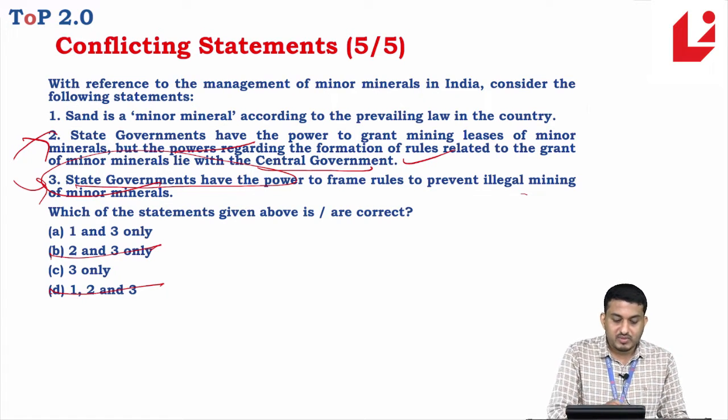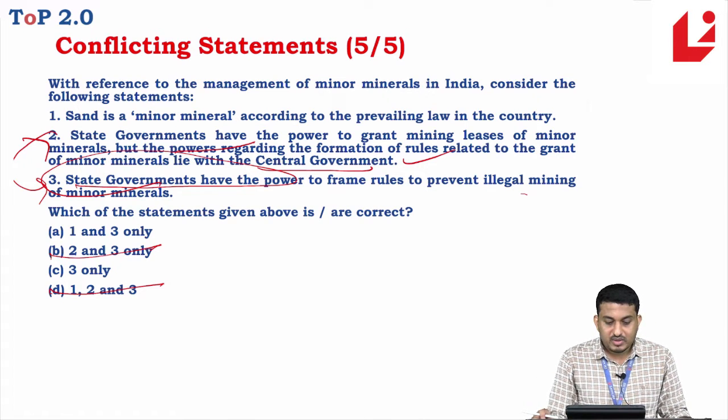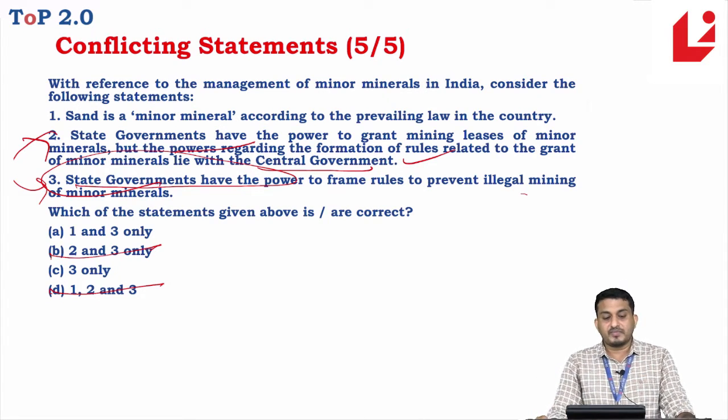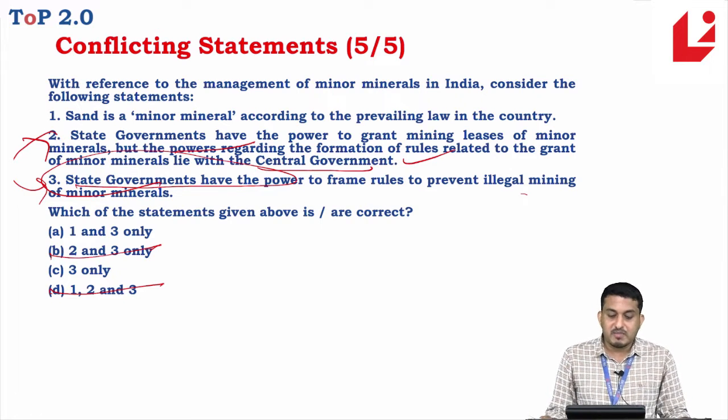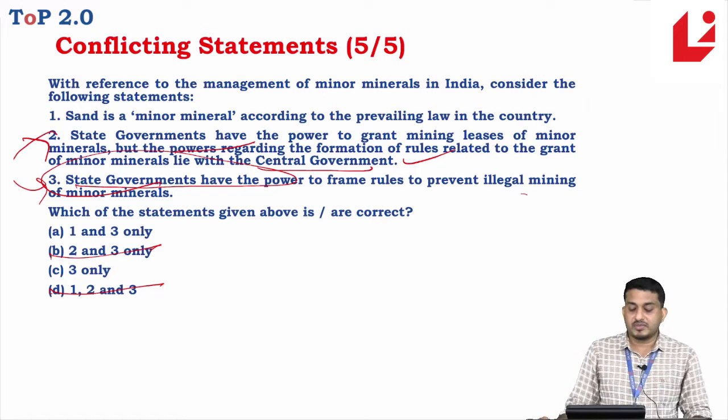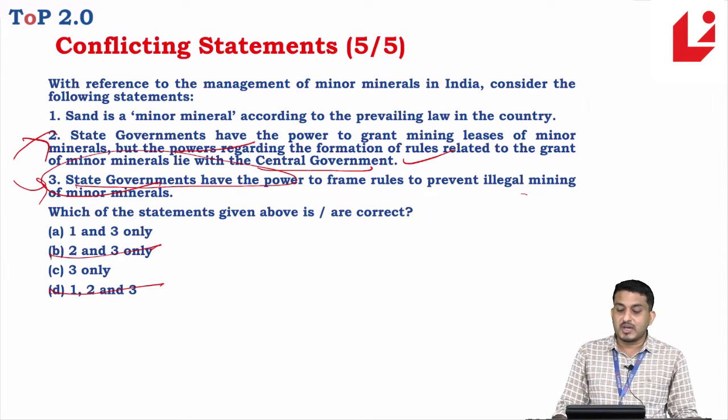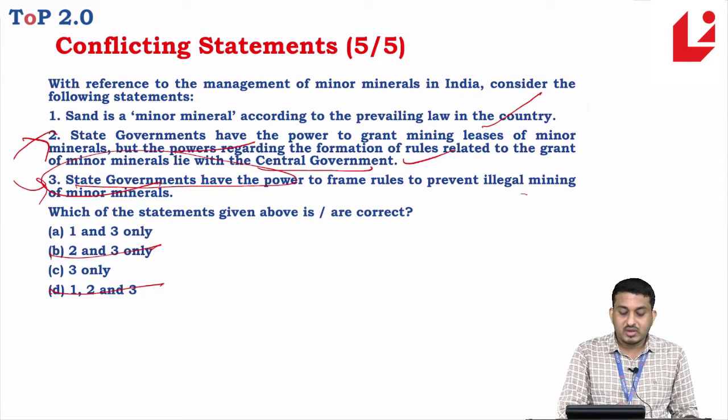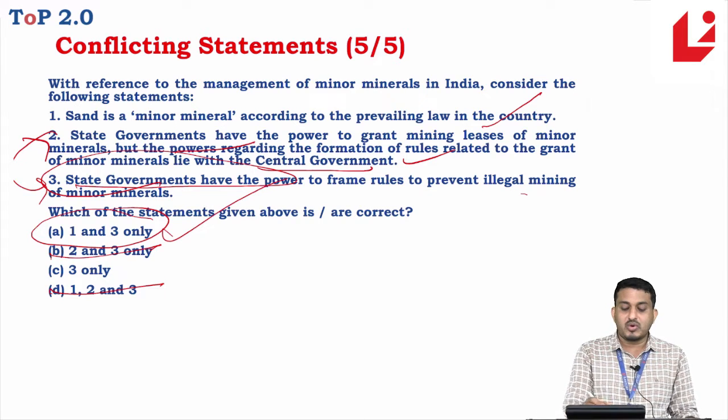So you are left out with what? A and C. So by using this conflicting statement method, you narrow down your choice, or you are able to eliminate two options. You are left out with two options only, A or C. Now read statement 1. Sand is a minor mineral according to prevailing law in the country. It's a knowledge, it's a fact. So the logic here is, by and large, non-metallic minerals fall under the minor category. So with that logic, I can say statement 1 is correct. So answer is A, 1 and 3 only.